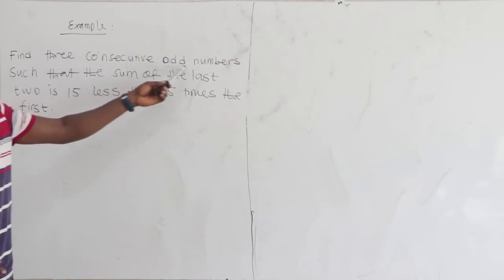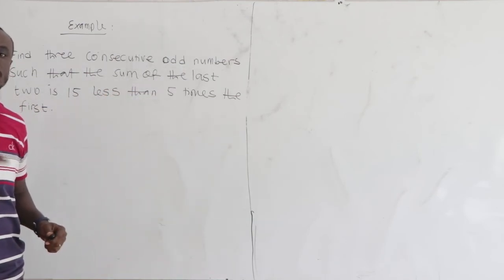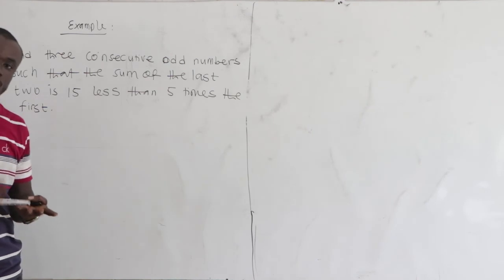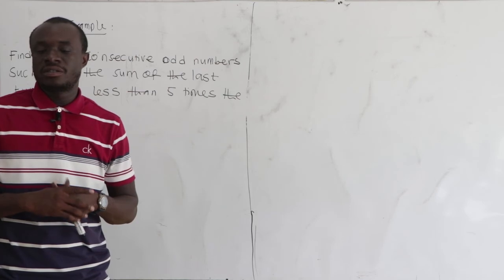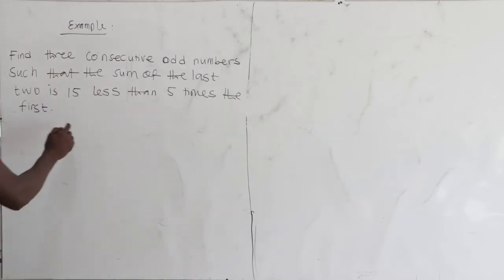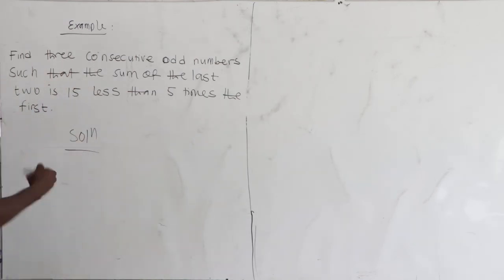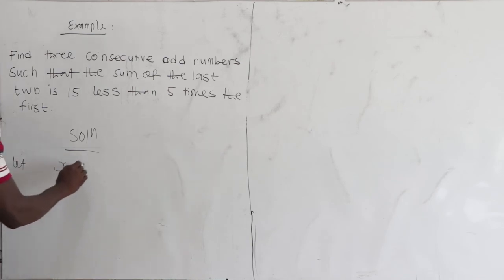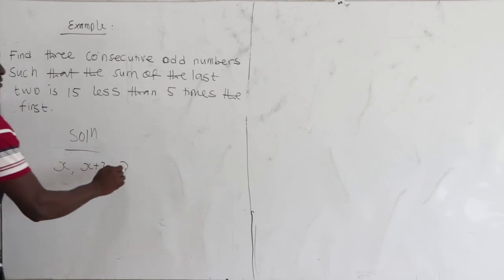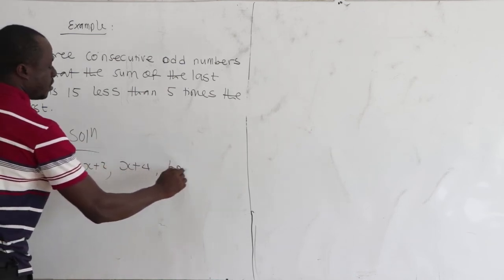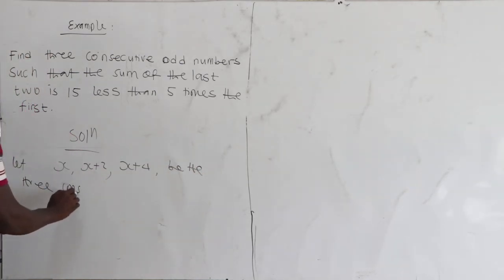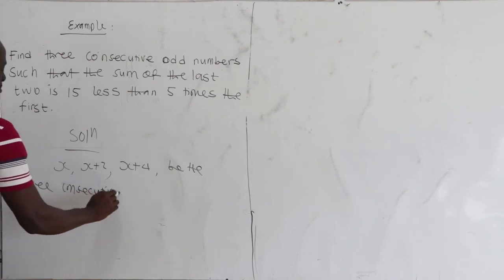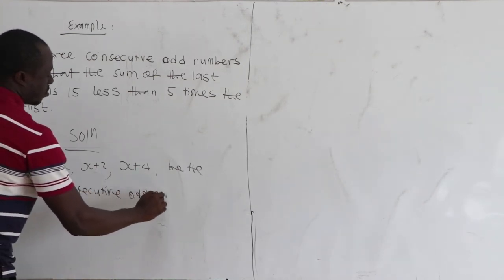Now let's take this example. Find 3 consecutive odd numbers. We know odd numbers have a constant difference of 2, because 1, 3, 5, 7 and all of them have a difference of 2. So in this case, for 3 consecutive odd numbers, the first one can be x, followed by x plus 2, then plus 2 again, x plus 4. These are the 3 consecutive odd numbers.